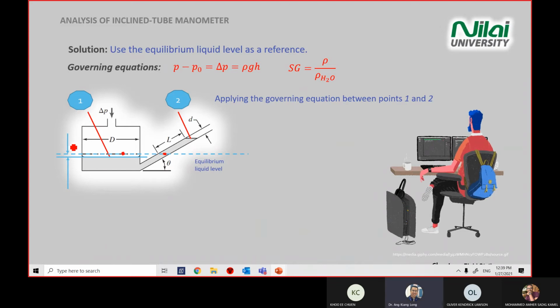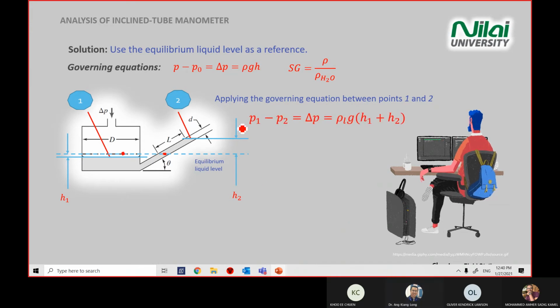The first parameter you need to input from the free body diagram will be the distance between the equilibrium liquid level to the surface number 1, labeled as H1. So this H1 will give you some idea on the pressure created that pushes the liquid down to a certain height of H1. The second parameter we focus on is from the equilibrium liquid level to position number 2, which we label as H2.